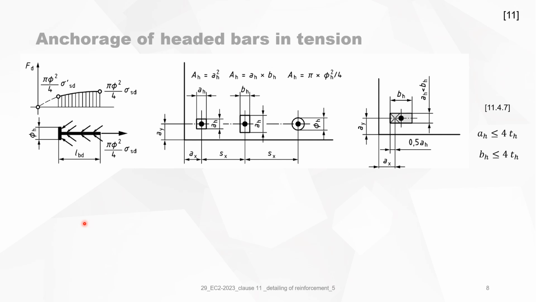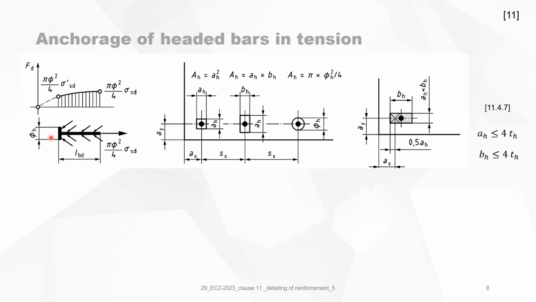Now we will talk about the anchorage of headed bars in tension. A headed bar is a rebar with a head on it. The head can be circular, or it can be rectangular. It is often used in punching shear reinforcement. The anchorage length is then LBD. We should say LBD head, of course, because otherwise it's confusing again.